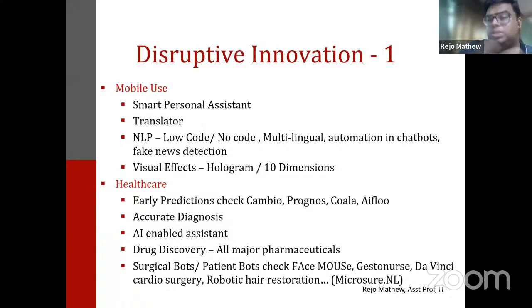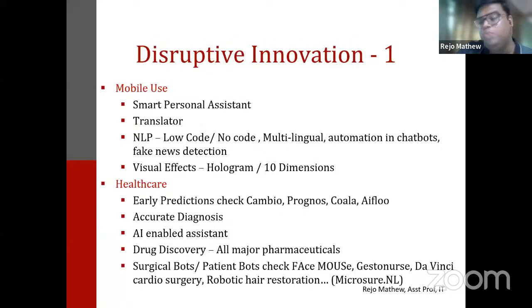So more and more mobile users are using these systems, and smart personal assistants basically track all your activities. Then there are translators as well. I don't know how many people use that, but if you are doing transactions or any activities which involve multiple languages, for example, in India there are diverse languages that we have to speak. So if I want to translate something, there are translators automatically.